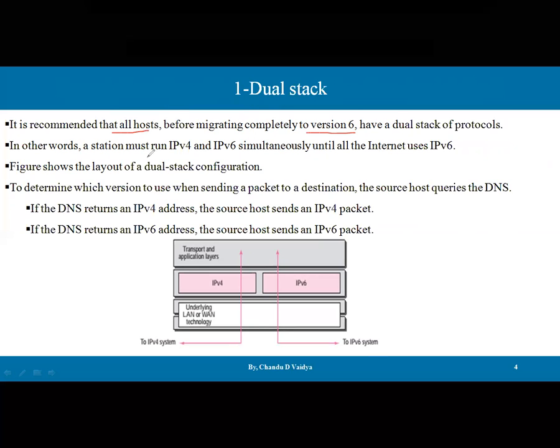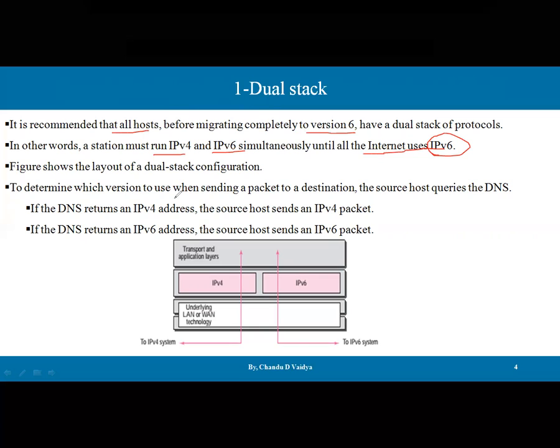In other words, the station must run IP version 4 and IP version 6 simultaneously until all the internet uses IP version 6, because we still cannot say that the internet totally works on IP version 6. There are many reasons and many portions where IP version 4 is still being used. Okay, this figure shows the dual stack mechanism.